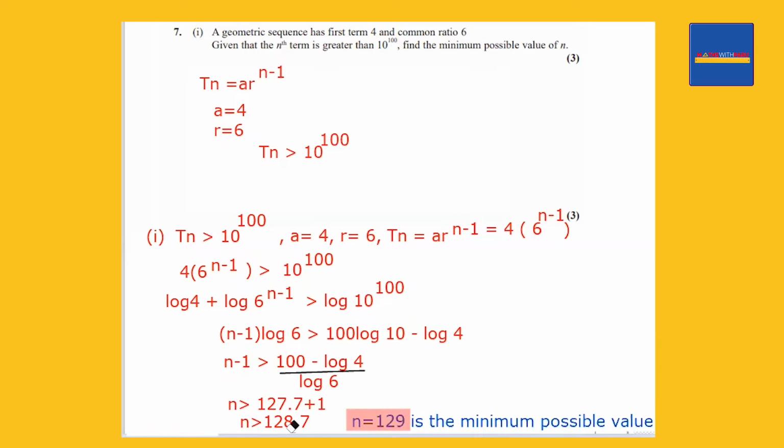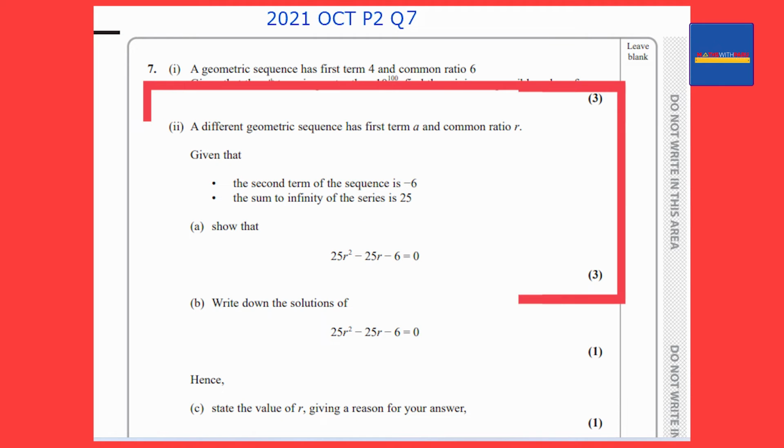Now we know we're talking about the nth term, so it has to be an integer. So the only value that it could be just above 128.7 would be 129. So that is the minimum possible value. So the answer for part 7.1 is n is equal to 129. Now let's move on to the next part of this question.